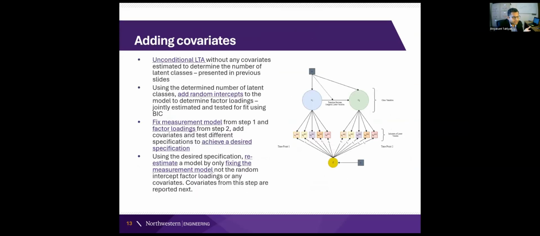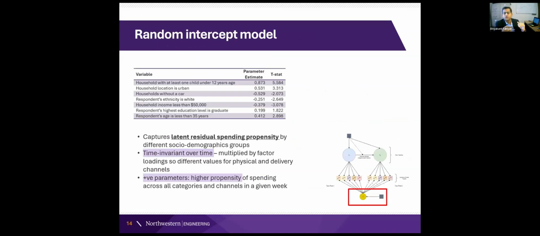We did look at the covariates part of this analysis as well, trying to understand who is in what class, who is not in what class, and so on and so forth. One of the components of that covariate model was the random intercept model. What it represents is the latent residual spending propensity, which simply means who is the individual spending anything in a given week when we ask them whether or not they spent anything in these categories.